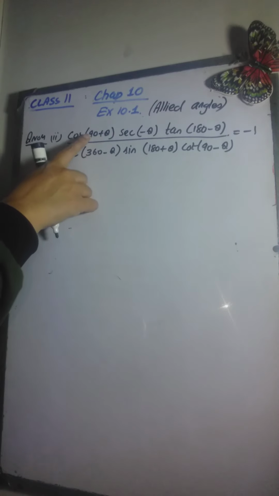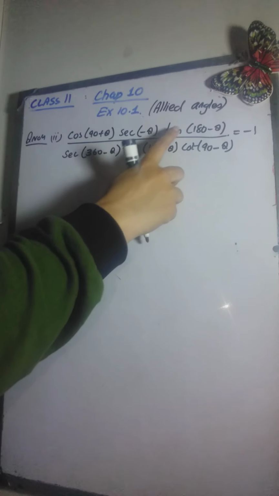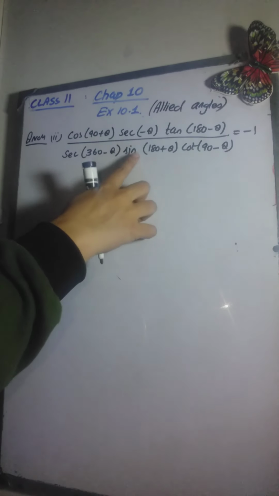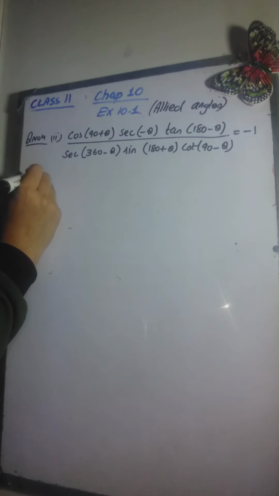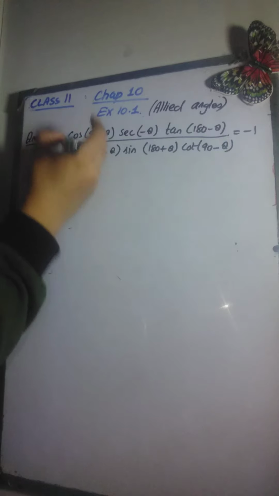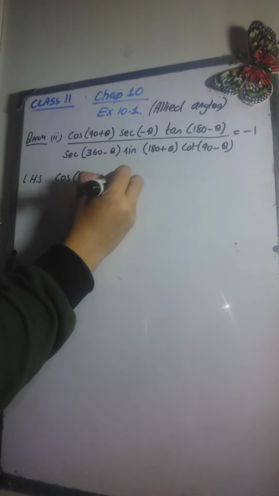Here this can be written as cos of 1 times 90 plus theta, times secant of negative theta, over tangent of 180 minus theta, times secant of 360 minus theta, times sine of 180 plus theta, times cot of 90 minus theta. Now taking the left hand side, we can write this as cos of 1 times 90 plus theta.